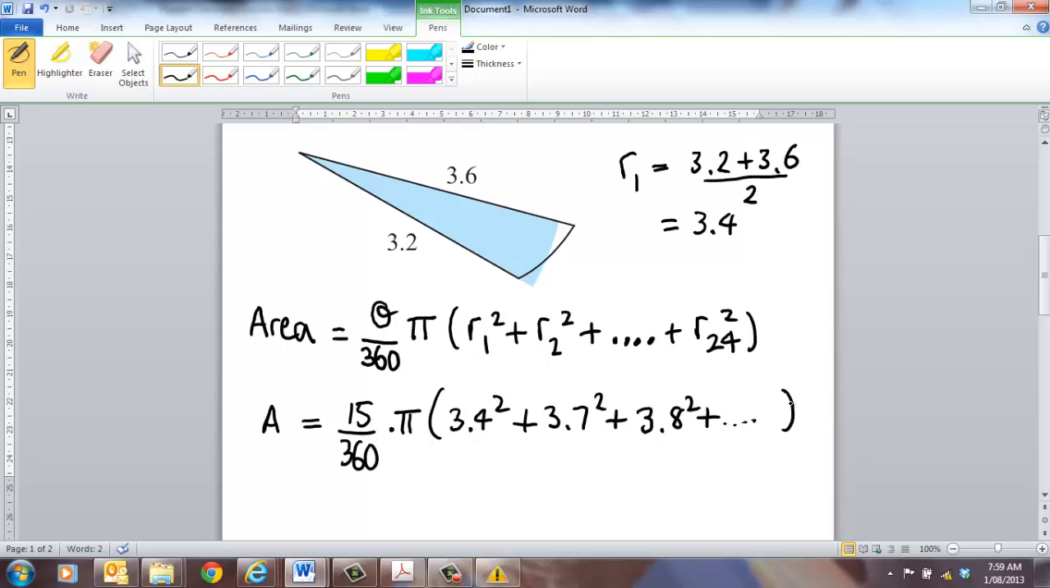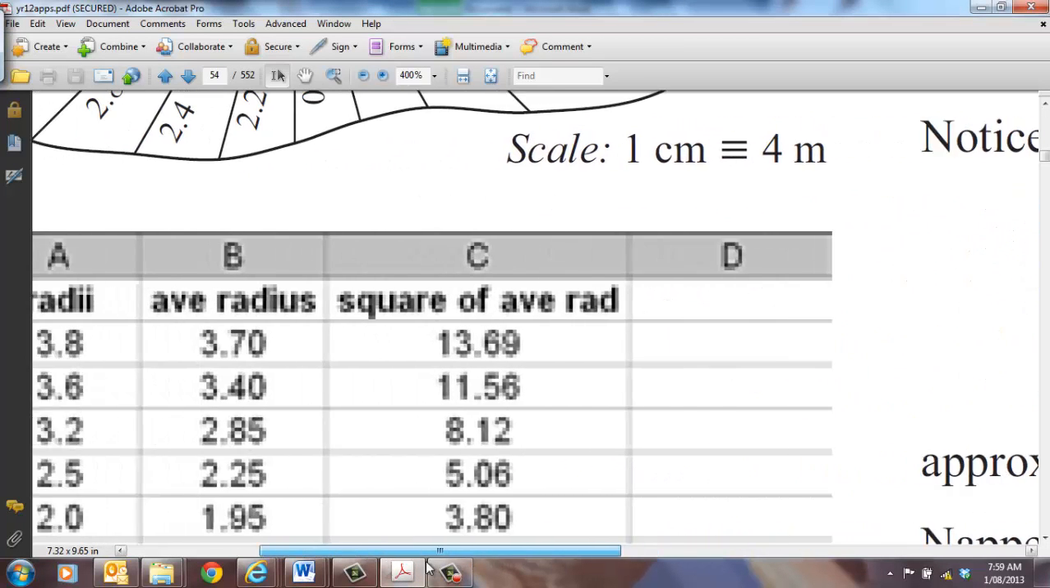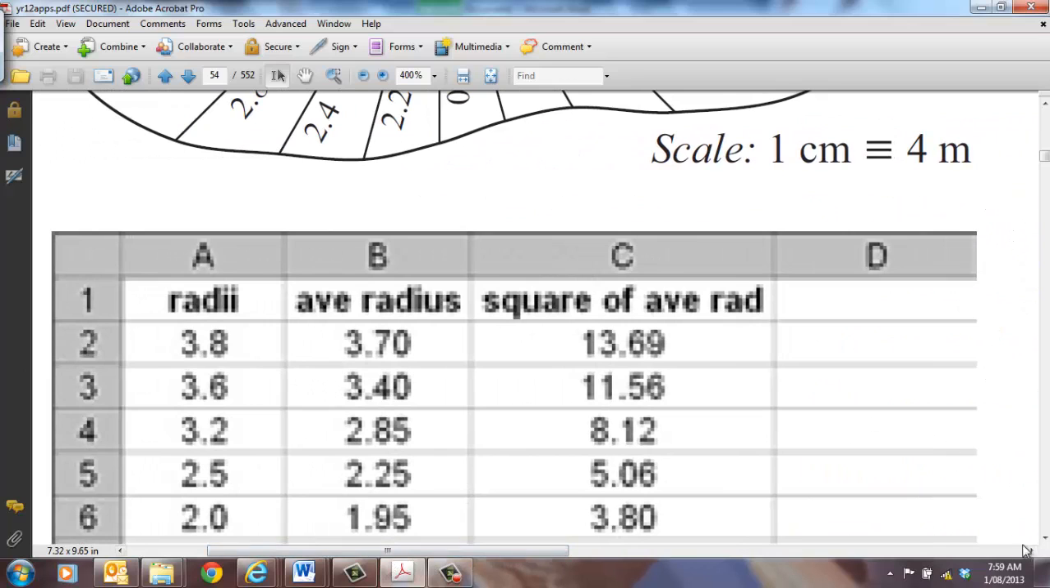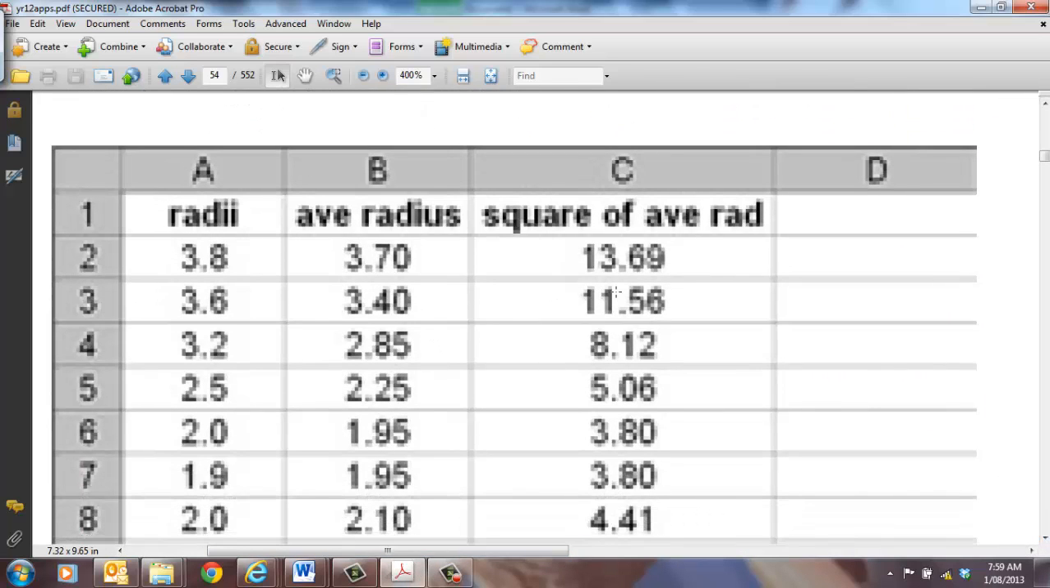The other option you can do, just to show off your higher level skills, is that there is in fact a spreadsheet that you can use for that. If I just scroll across, in your textbook there is a spreadsheet that goes through and does your average radius, you square that, then you add all those up and you times by the constant. If you want me to help you set that spreadsheet up, I'm more than happy to do that. I'll talk to you in class, and good luck with those questions.